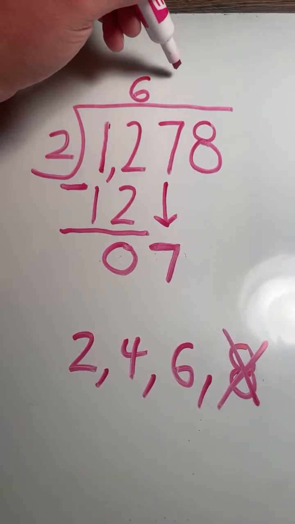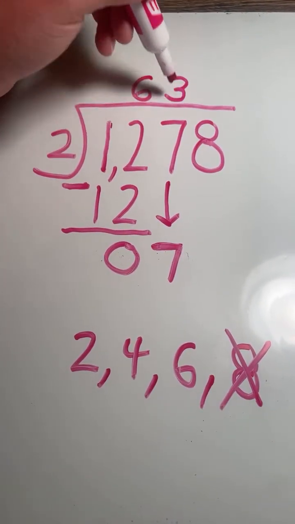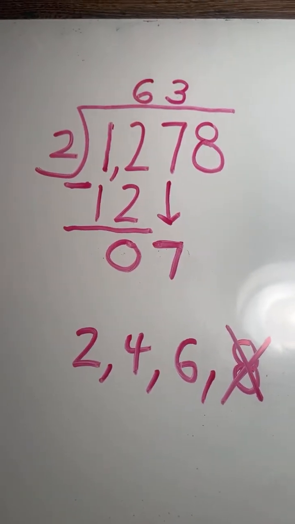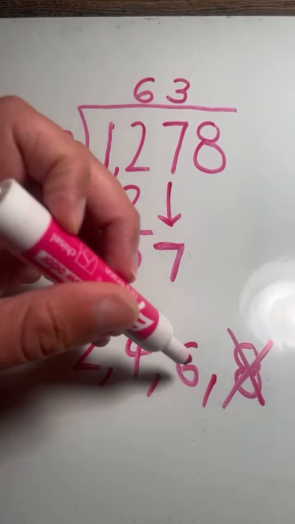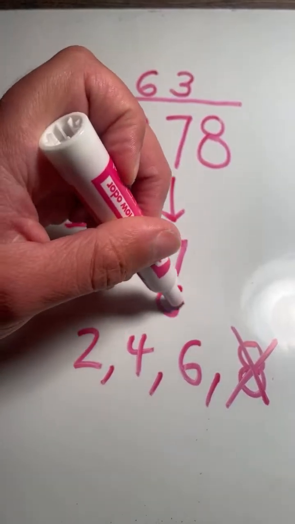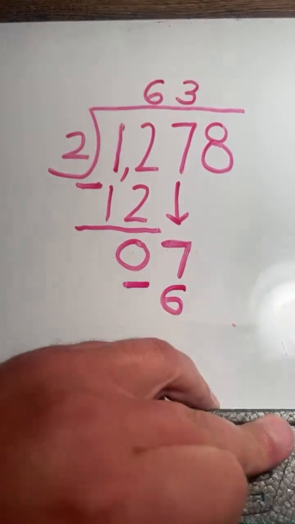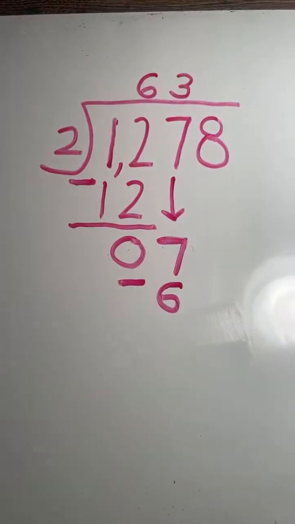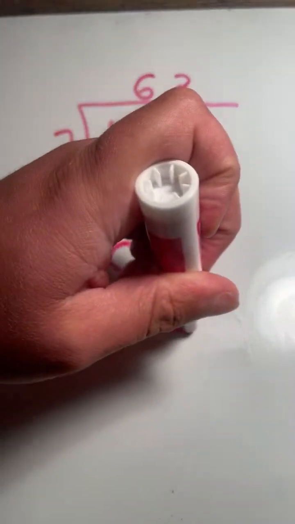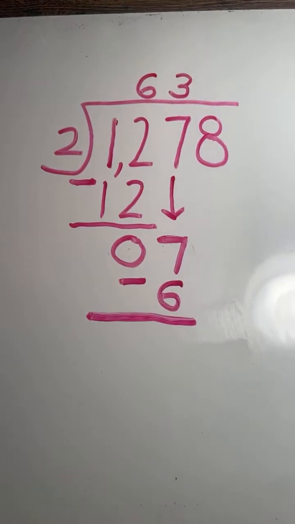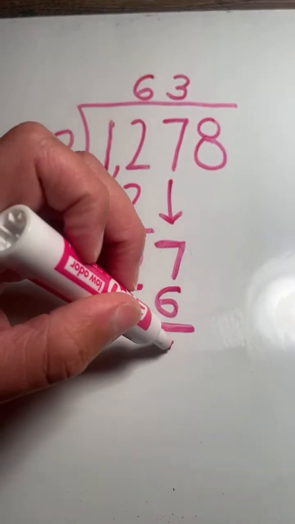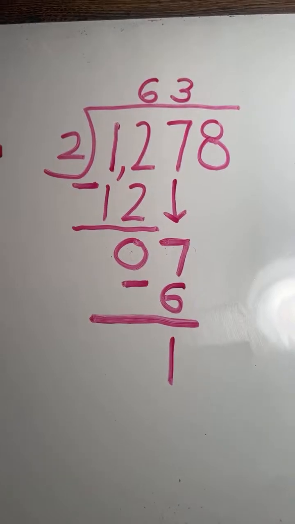So 7 divided by 2 equals 3, but there is going to be a remainder. Now, the closest I could get to 7 without going over was 6. So 6 is what we have to subtract to find our remainder. So 7 minus 6 equals 1. We have a remainder of 1.